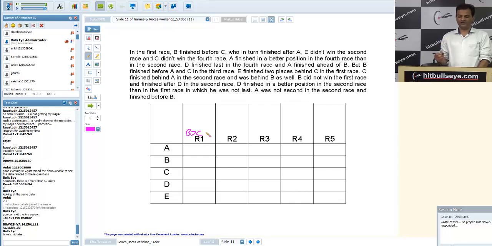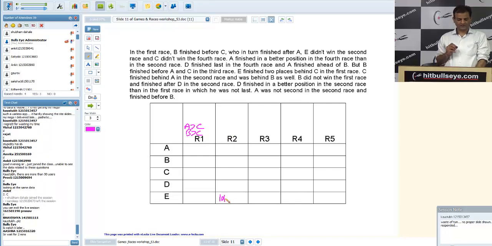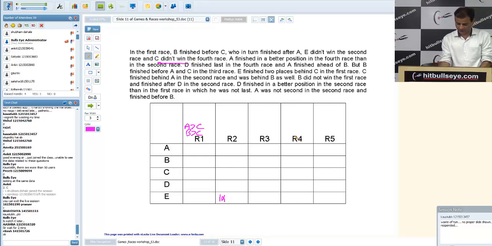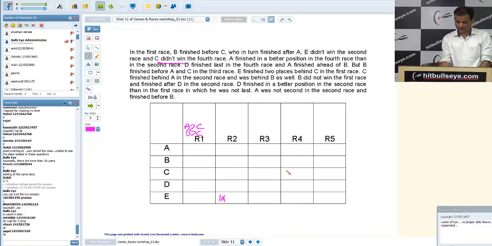Who in turn finished after A? That means C is also less than A. E did not win the second race. So race 2 is not first here. E did not win the second race and C did not win the fourth race. So what is race 4? C did not win the fourth race, so C is not first here.